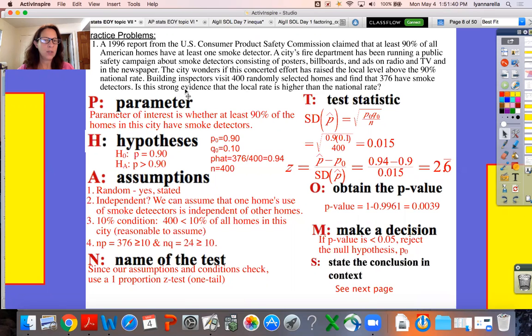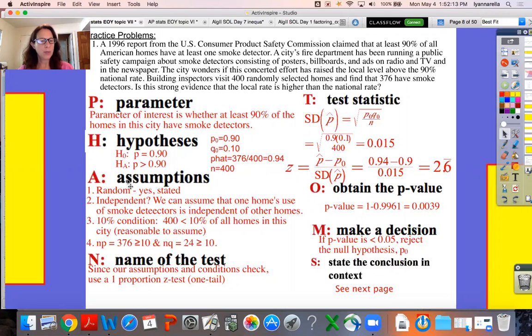If they ever ask you, is it strong evidence, you're doing a significance test. So the parameter of interest is, are there at least 90% of the homes in this city with smoke detectors? And so the hypothesis would be p equals 0.90 for the H naught, or the null. And the alternative would be p is greater than 0.90. Then your p hat is the actual numbers in your sample. It's 376 had it, over 400 were sampled. So that's 0.94. And your n is 400.